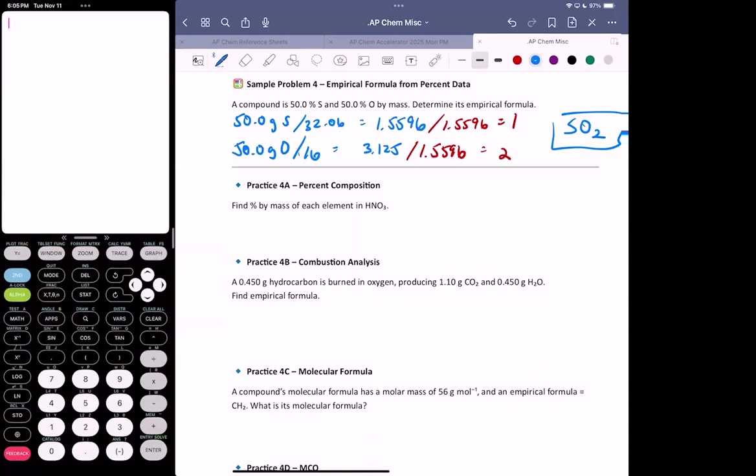Okay, so to figure out the percent composition, we need the masses of each of these elements. So hydrogen is 1.008. Nitrogen is 14.01. Again, I'm getting these from the periodic table. And 3 oxygens is 3 times 16. So the total molar mass of nitric acid, 1.008 plus 14.01 plus 3 times 16, is 63.018 grams per mole. The percent hydrogen is the mass of hydrogen over this number times 100.